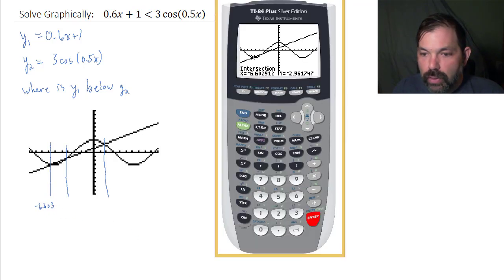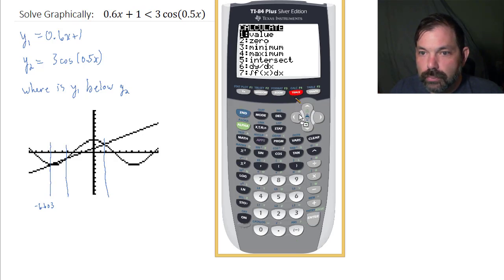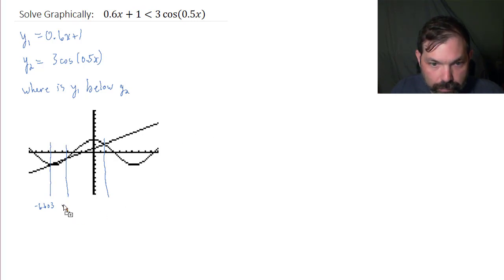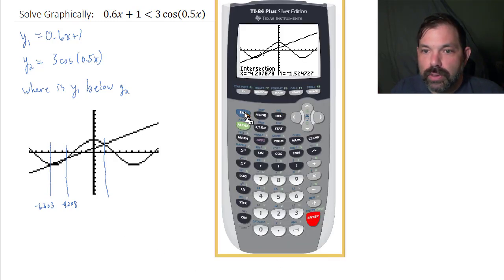Let me find the next point of intersection. 0.6x plus 1 is y1. 3 cosine 0.5x is y2. And my guess, hit enter a third time, negative 4.208. And now the third point of intersection. 1.677.